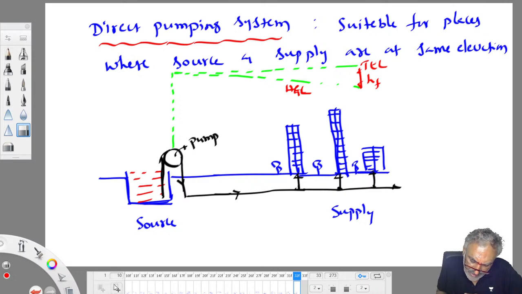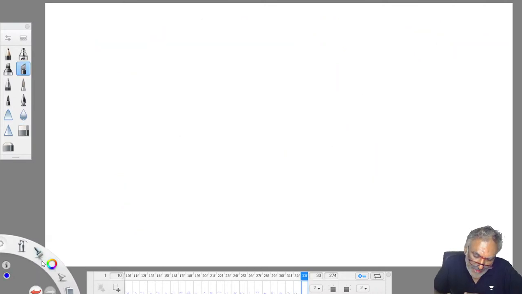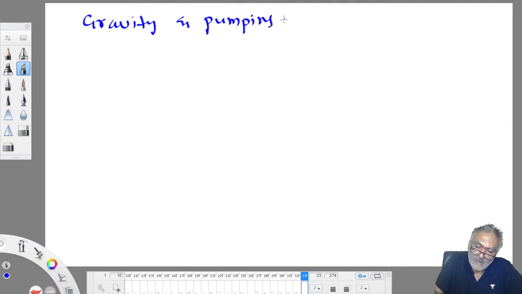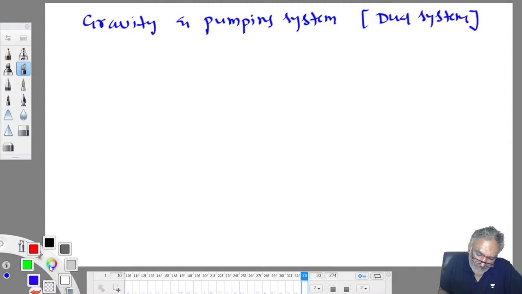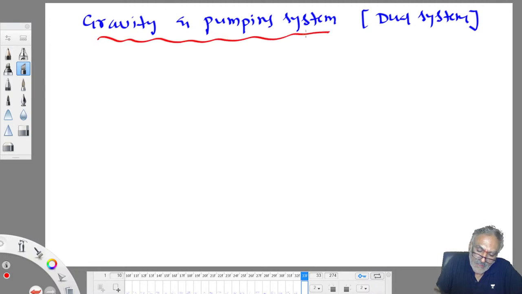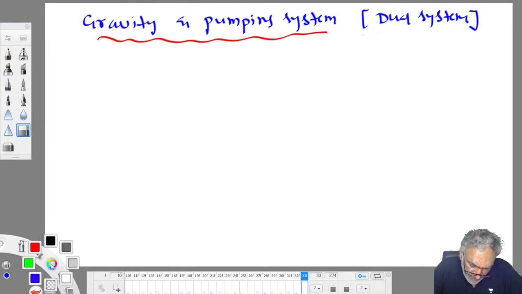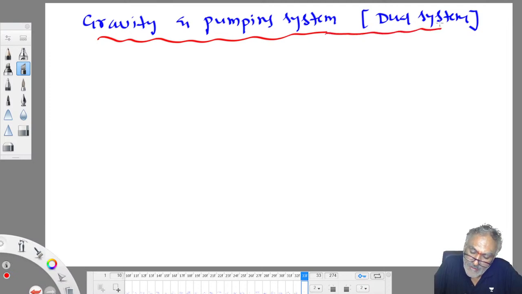The third one is the gravity and pumping system, the dual system. We also call it the dual system. This system we also use, as it is better than the direct pumping system. In a direct pumping system, whenever you carry out repairs to the pumps, you can't supply water to the public. Similarly, when there is no power, supply can't be made to the public. To overcome those problems, they have developed this.